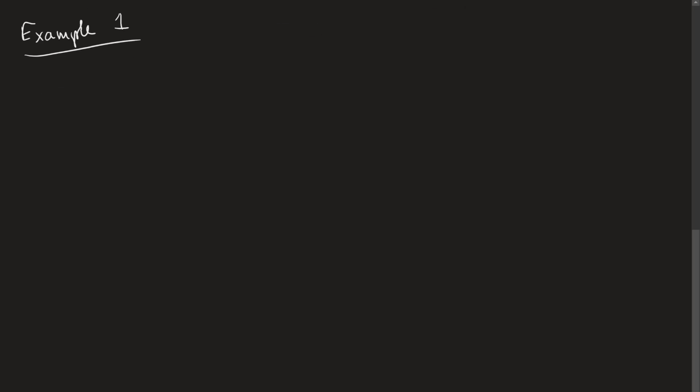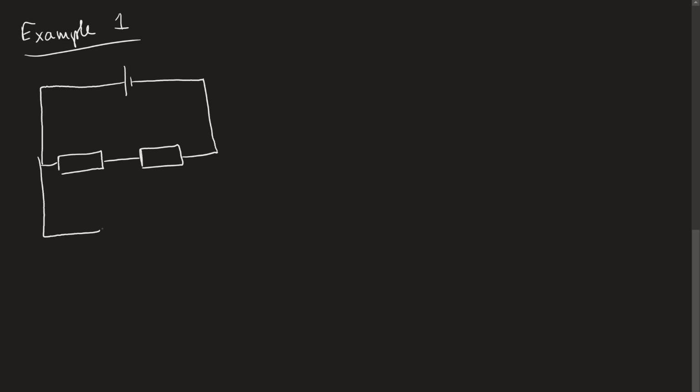Okay, so for our example, let's take a circuit where we're going to have two resistors here, and both of these resistors are going to be in parallel with a third resistor here. All of these resistances have a resistance R, so they're identical resistors. In your exam, they might give you specific numbers to work with. I'm just going to do it algebraically.